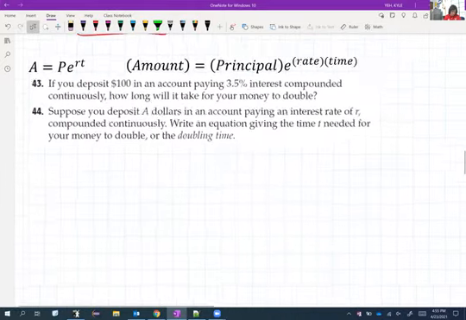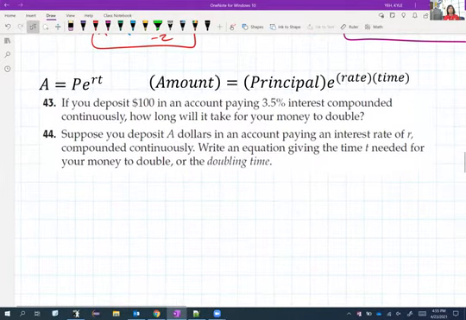So the first couple have to do with banking. And for banking, we have this equation written at the top there. A equals Pe to the rt, PERT. And what that stands for is the amount of money you currently have equals the principal, which is how much you started with, times e to the rate times time. The rate being your interest rate maybe, and time being how long it's been in the bank.